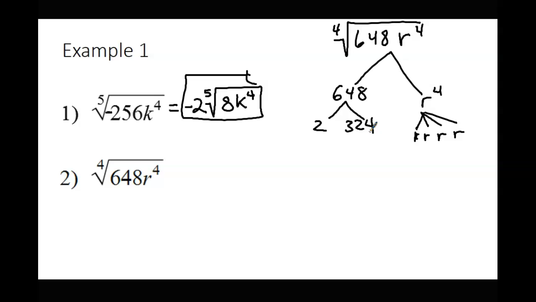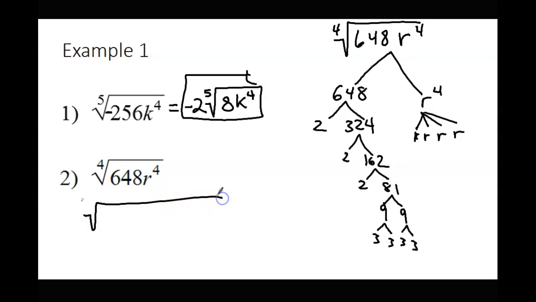What else? 2, 162. 81. And then 9. And then 3, 3. And that should be it. All right. Cool enough. So we have 1, 2, 3 2s.